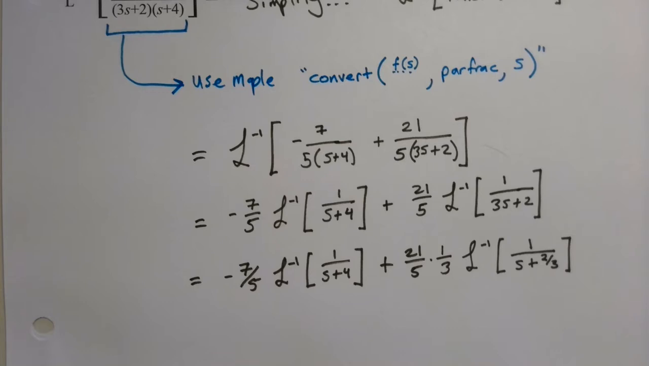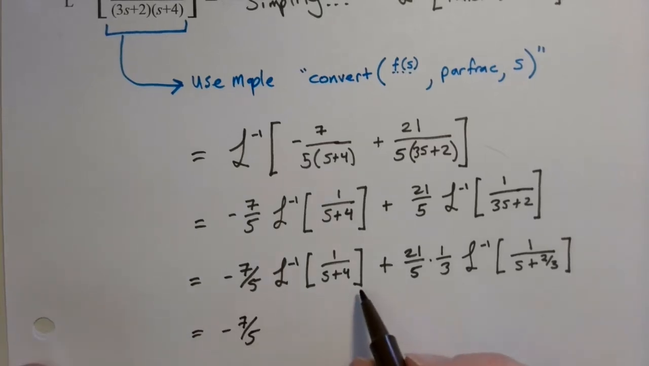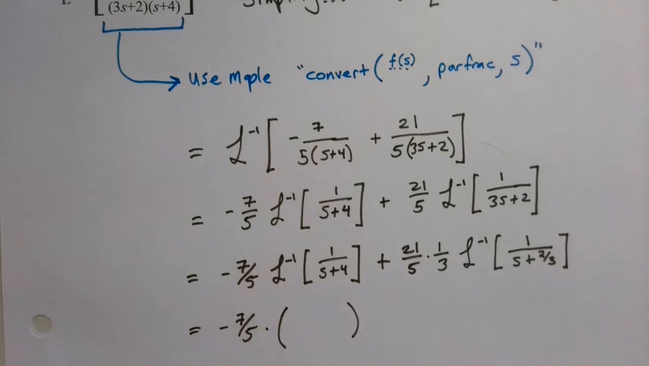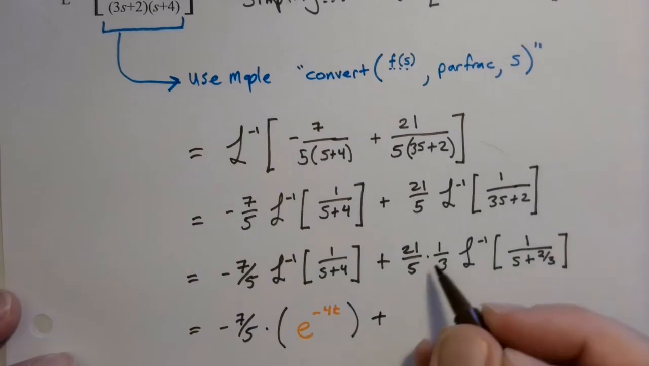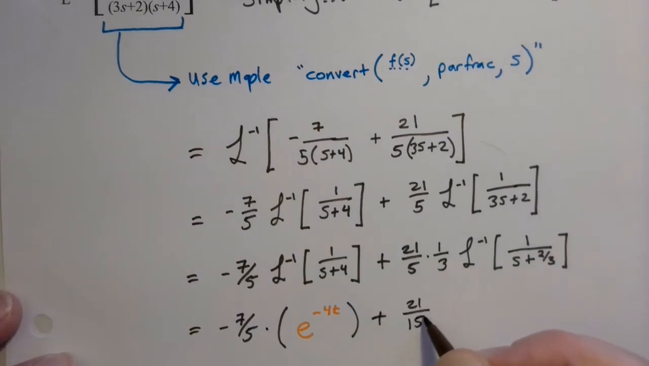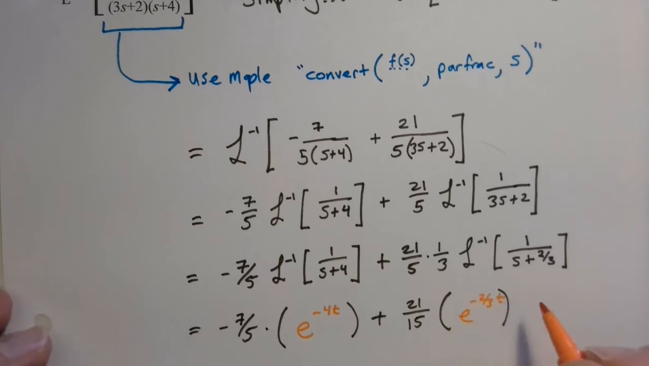As a matter of fact, both of them are just exponentials. And they're negative exponentials in the exponent. So this becomes -7/5 times the inverse Laplace of all this, which is, I'm going to put it in a different color so it stands out, e to the -4t, plus, I'm going to multiply this together, 21/15 times the Laplace inverse of all this, which is e to the negative 2/3 t.